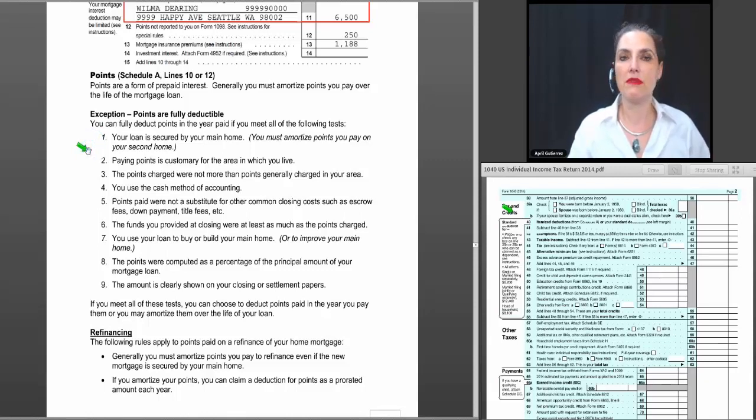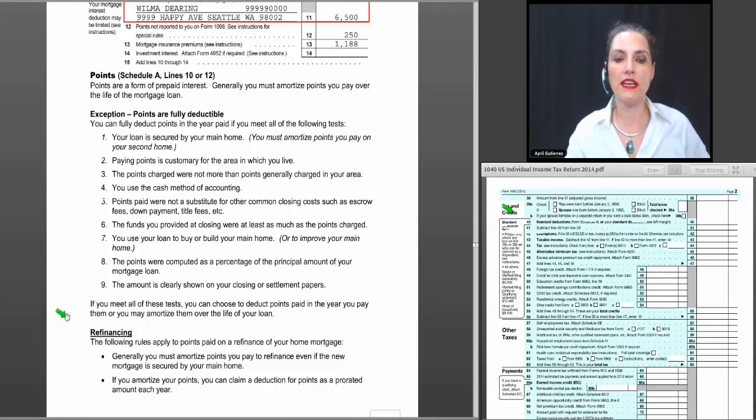Paying points is customary in the area where you live. The points charged were not more than points generally charged in your area. You used the cash method of accounting. The points were not a substitute for other common closing costs. The funds you provided at closing were at least as much as the points charged. You used your loan to buy or build your main home. The points were computed as a percentage of the principal amount of the mortgage, and the amount is clearly shown on your closing or settlement papers.